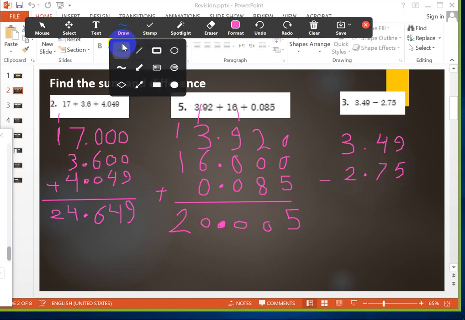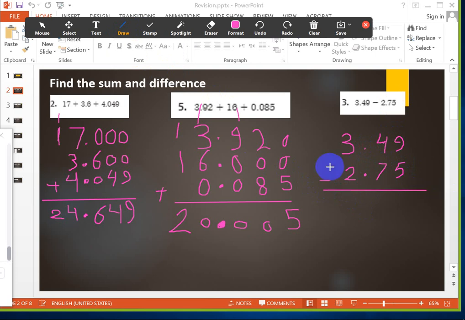To subtract, I want to start from the right side. Let's subtract. 9 minus 5 equals 4. 4 minus 7, can I take 7 from 4? No, what I have to do, I have to borrow from the 3. The same strategy. This one will be 2, and this 4 will be 14. 14 minus 7 equals 7.